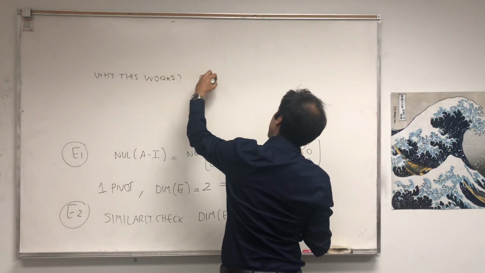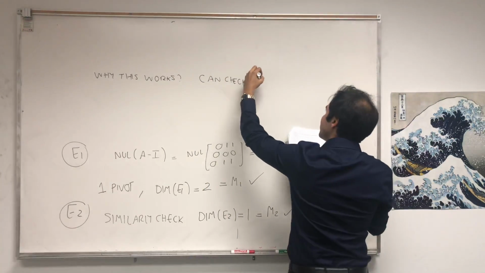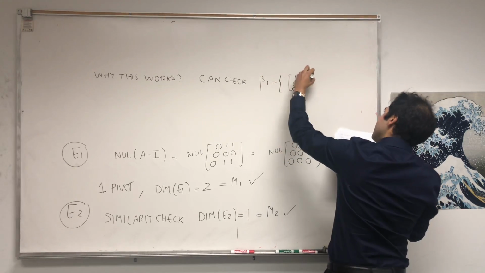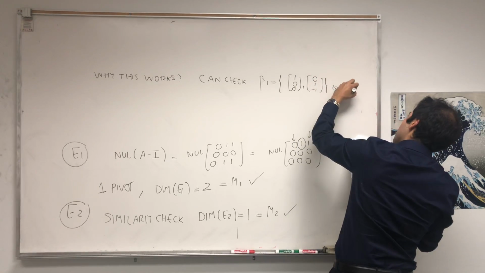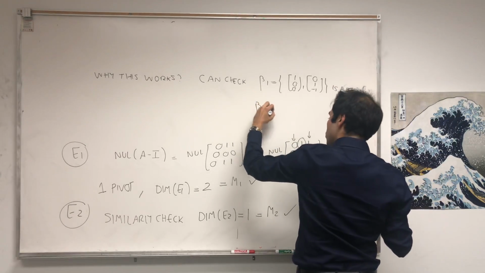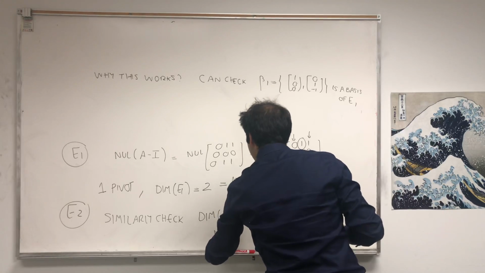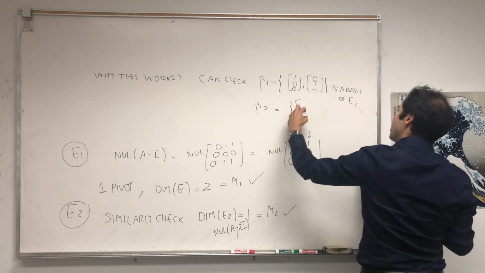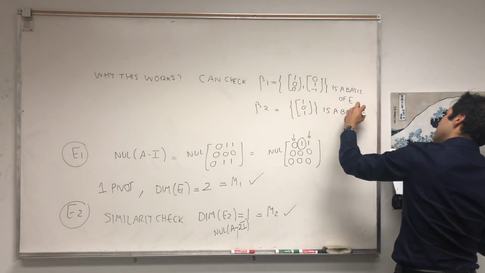So it turns out we can check, and if you're bored, you can do this. We can check that beta 1, which is (1, 0, 0), (0, 1, -1), is a basis of E1. And beta 2, where E2 is the null space of A minus 2I, if you want to check that, it turns out (1, 0, 1) is a basis of E2.